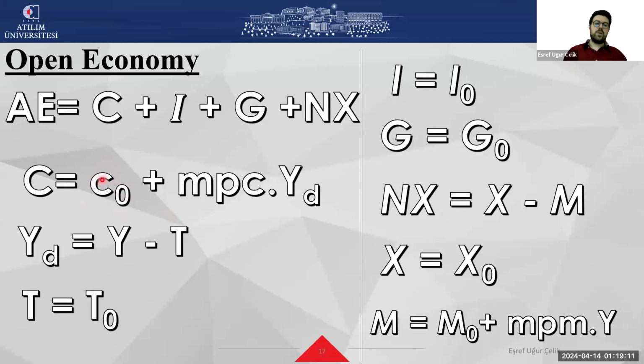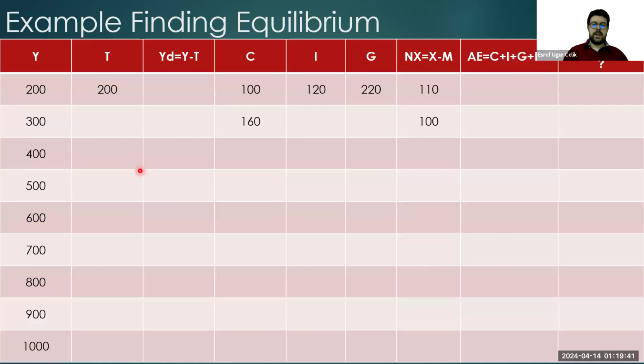Autonomous consumption shows that when our income is equal to 0, the value of the total consumption is the autonomous consumption. Autonomous consumption cannot be affected by changes of income or disposable income, so it's not related to changes in the dependent variable, so it's autonomous. Okay, let's start the question by giving these details.